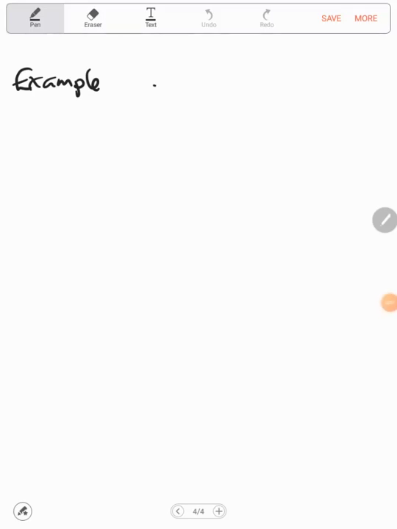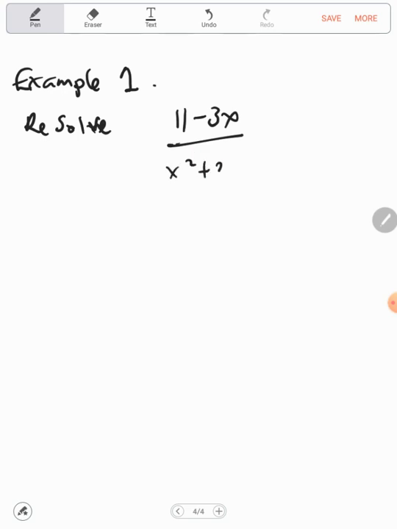Okay, so we continue with example 1. In example 1, we're taught to resolve 11 minus 3x over x squared plus 2x minus 3 into partial fractions.